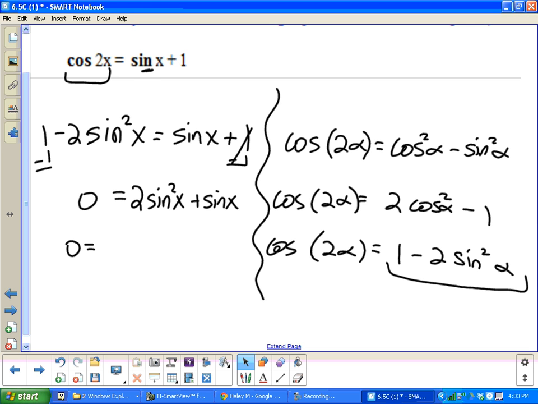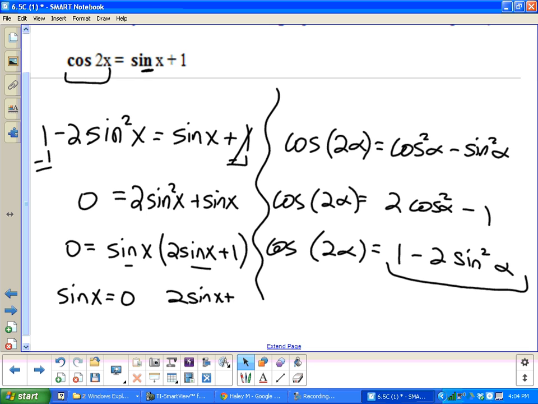So if you notice, we can factor out a sine x, and this would leave me with 2 sine x plus 1. Okay, now that we've got it factored, we're just going to set both factors equal to 0. We get sine x equals 0 and 2 sine x plus 1 equals 0. So now let's solve these.